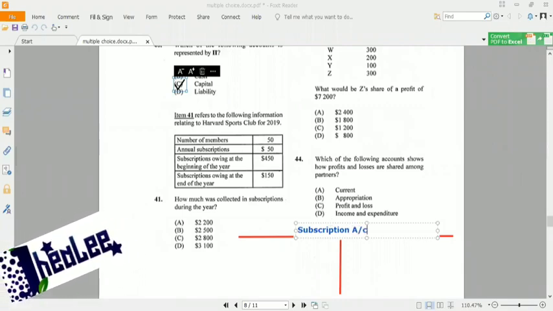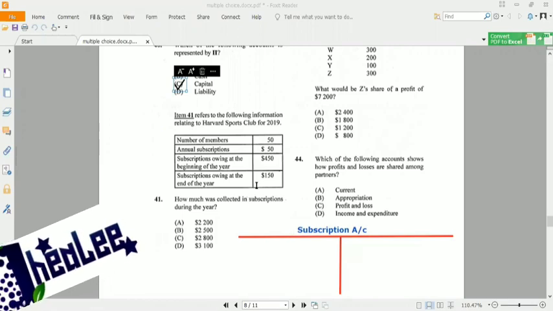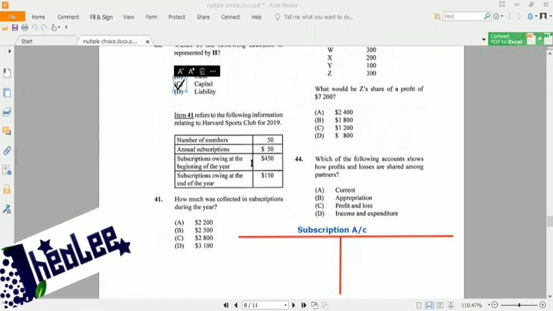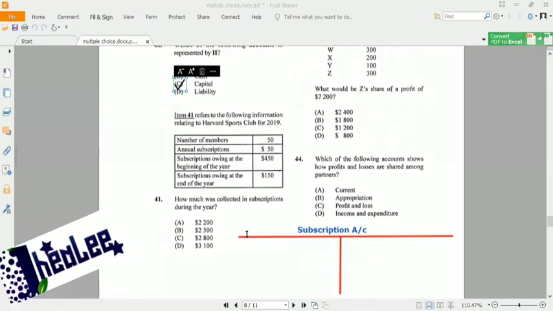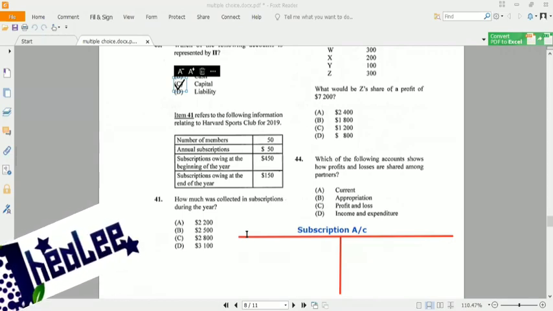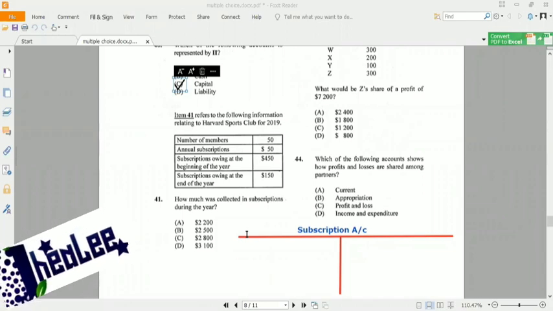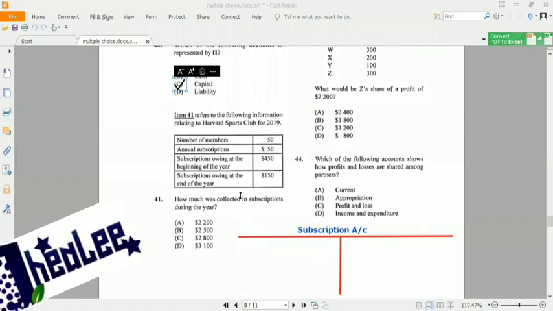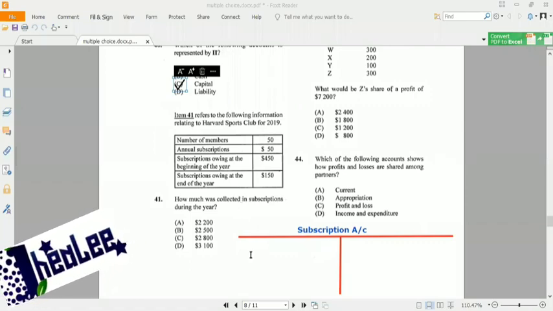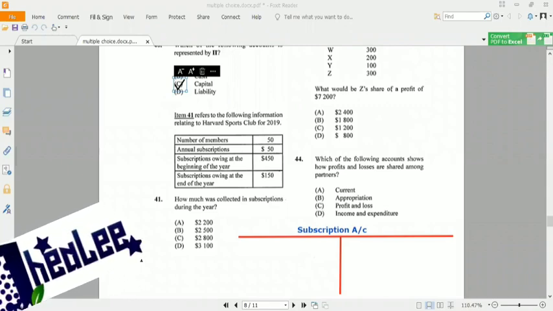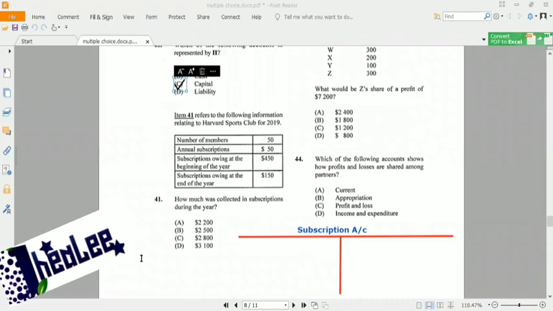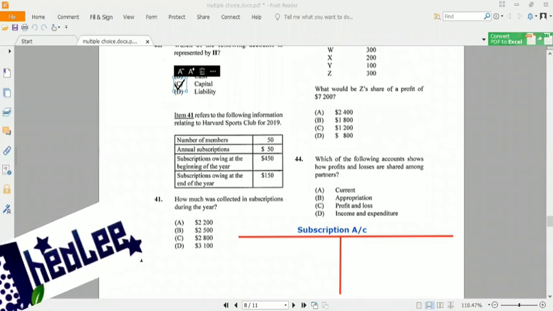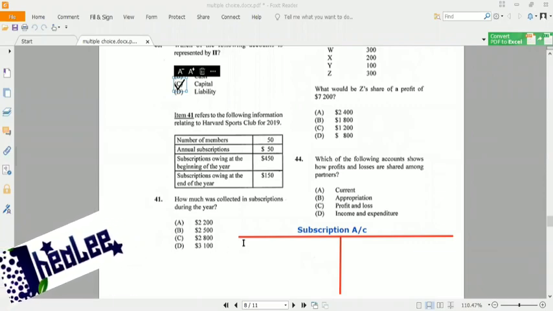So we're doing the subscription account, and we have subscription owing at the beginning of the year. Remember, subscription is a revenue, and revenues owing, how do you classify those when you're doing your balance sheet? Asset or liability? Expenses owing is a liability, but revenues owing is an asset.